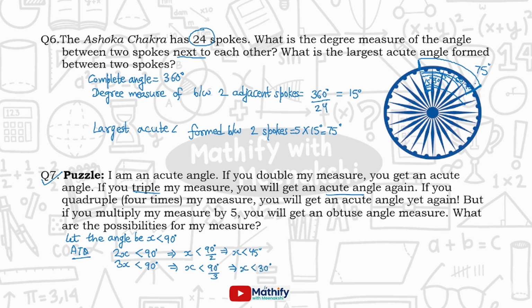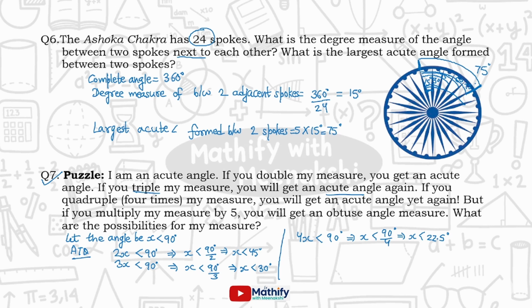Now after that they are saying when you quadruple that, that means 4 times, then you will get again an acute angle. If you will make it 4 times, still it's less than 90. That means your x is less than 90 by 4. That is 45 by 2. You can say x is less than 22.5.